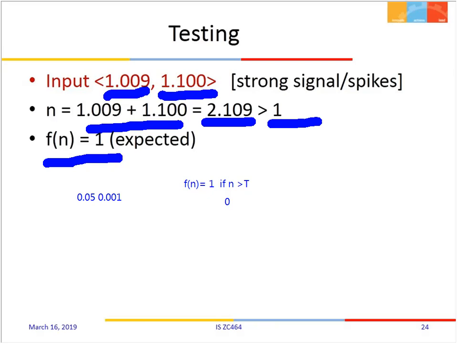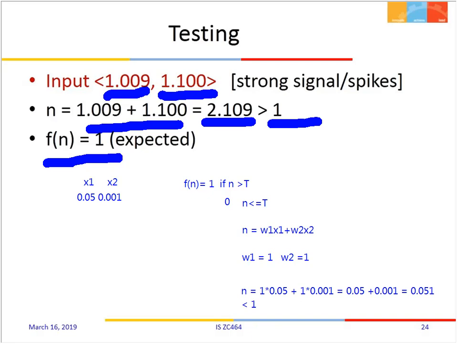So with these weights and x1 and x2 being 0.05 and 0.001, what do we get as n? n is equal to 1 into 0.05 plus 1 into 0.001, which is equal to 0.051. And since this is less than 1, the threshold, I am taking the threshold as equal to 1, right? So this n is coming out to be lesser than the threshold. That means f of n is equal to 0 in this case.